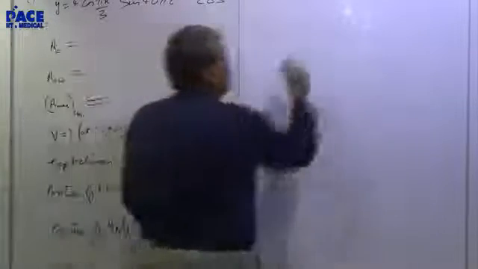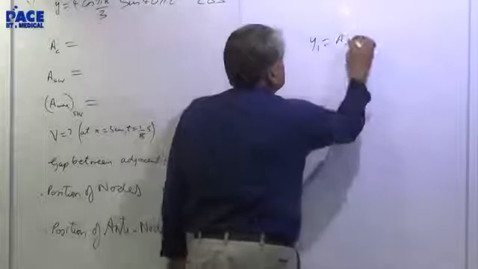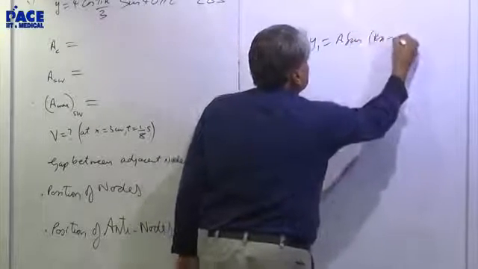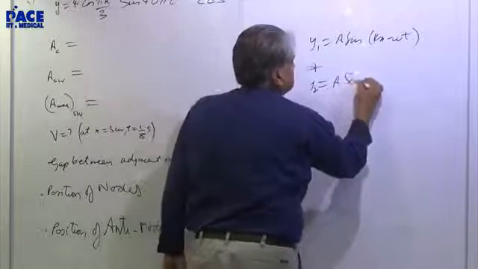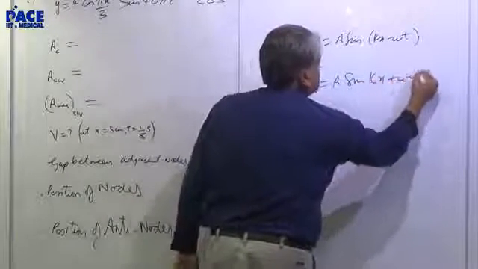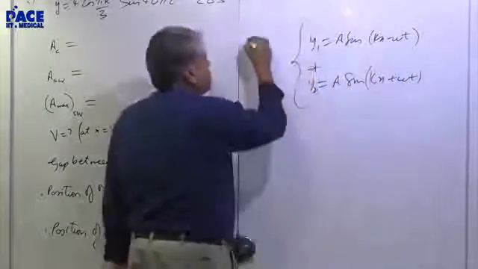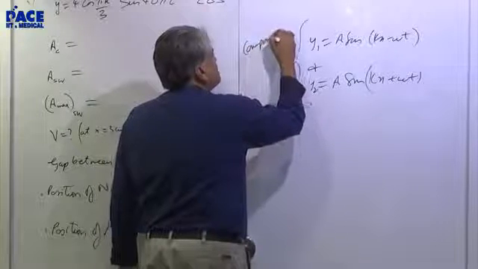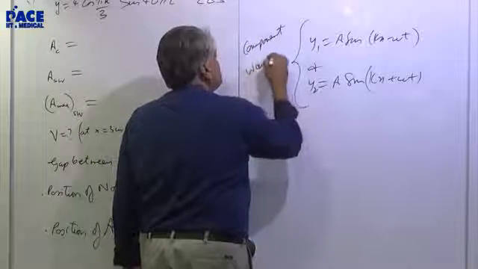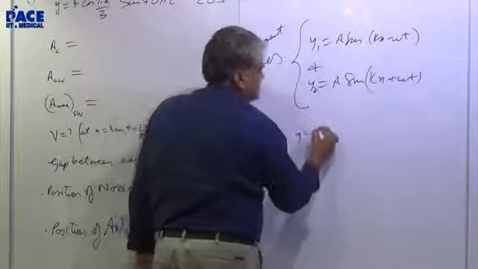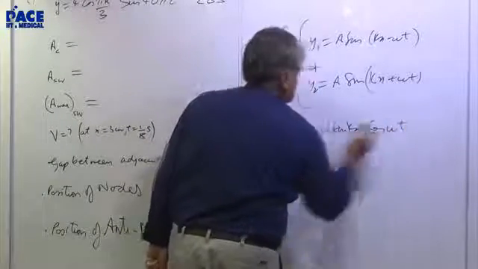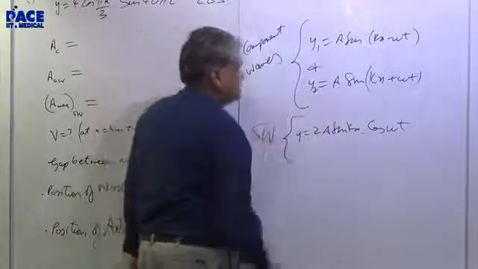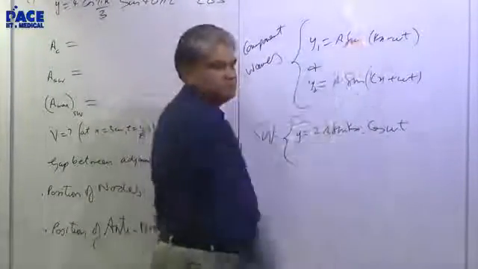The two waves which give rise to the stationary wave are called component waves. These are component waves because the stationary wave is composed of these waves. And the stationary wave you get is 2a sine kx cos omega t. This is what we learned. This is the stationary wave. These are the component waves.